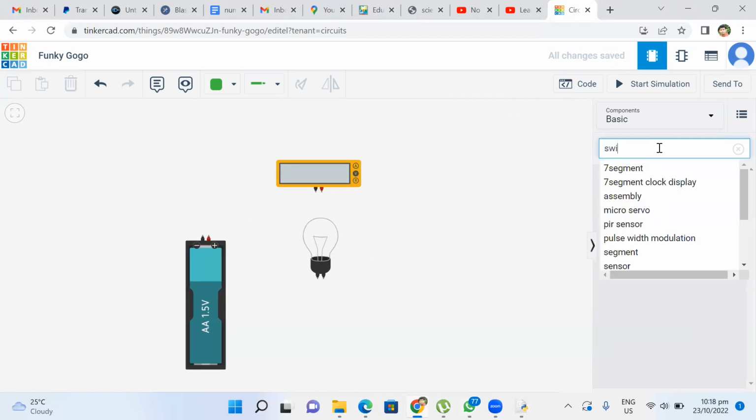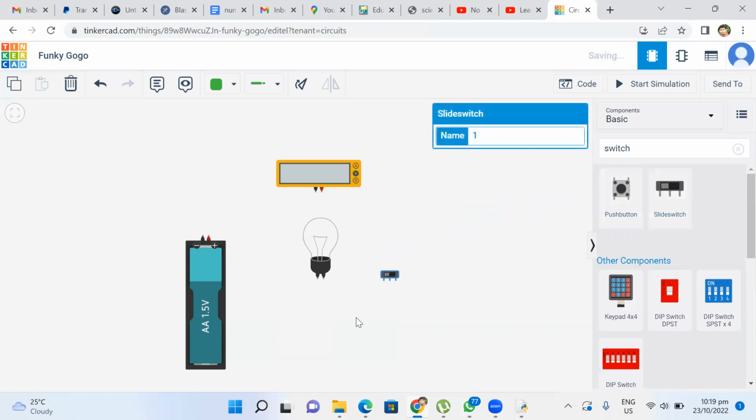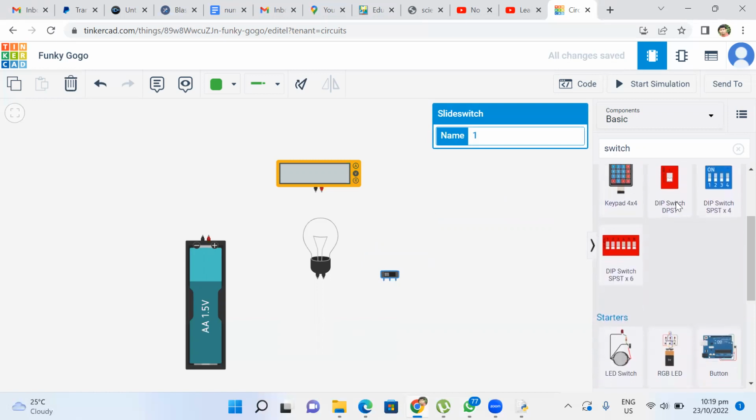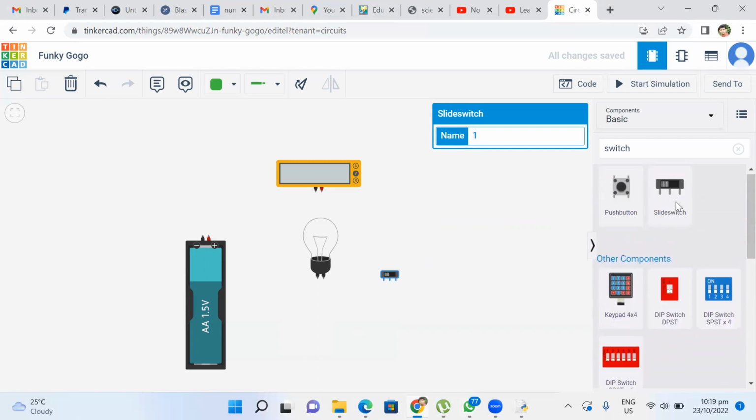I need a switch. A slide switch can be used. I think the 2-terminal slide switch is enough. Do I have a 2-terminal switch? DIP switch, push button. Okay, it's okay, let's keep it. This is the common, this is terminal 1, terminal 2. This is common. Let's connect them.